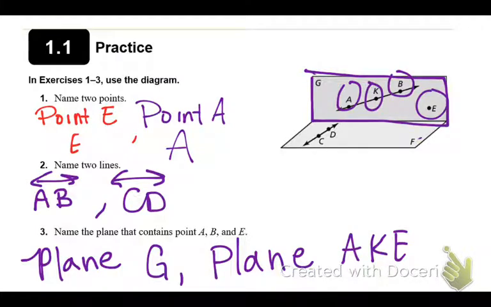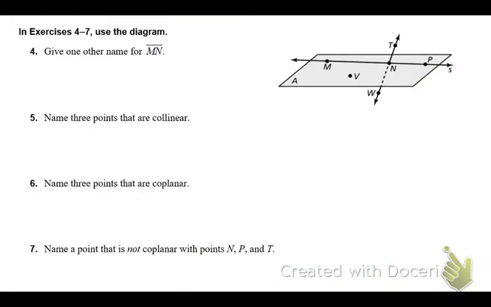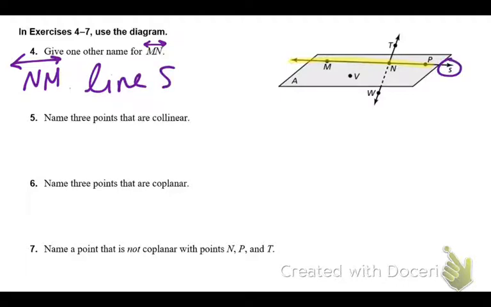This next picture, give one other name for this line with arrows. I think on your paper you can kind of see it. We're going to name the line MN, which is this one. We're going to name it a couple ways just to show. Well, what can we name this line? So, NM, I heard that one. I also heard line S, because there's that lowercase letter. You could still use the arrows. You could say MN, MP, NP, PN, those kinds of things. There's a lot of different names.